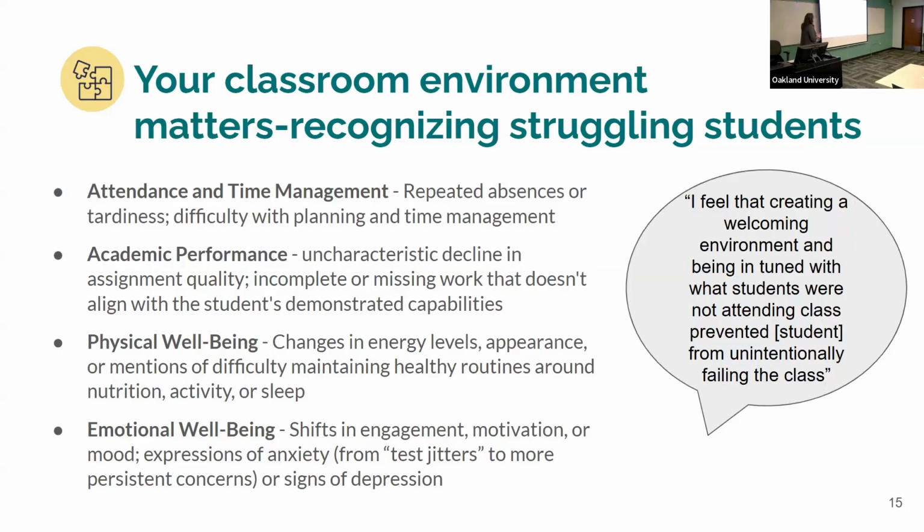So here's some examples. If you have someone who has an uncharacteristic decline in their assignment quality, or they're just not meeting what you've seen them do before, that might be a time to reach out to them and say, hey, what's going on? Obviously, I know that you can do this, so there's got to be some other reason why their performance isn't where it has been, okay? So being really tuned into who's attending class and who's not, and making that reach out to them, can help make sure that they can get to the resources they need.